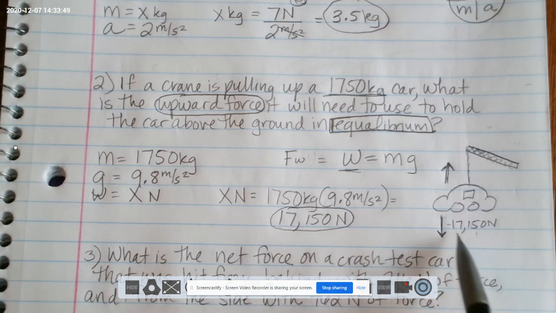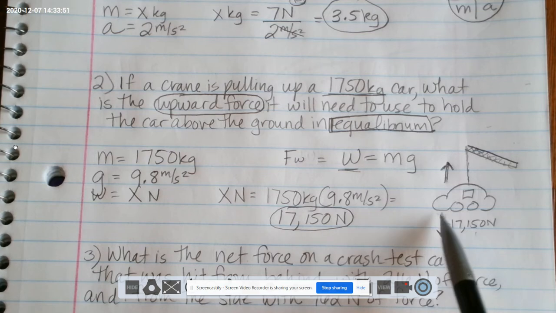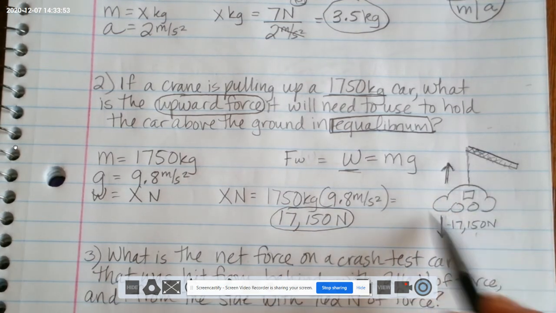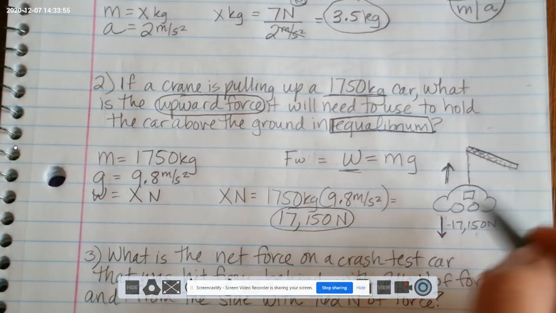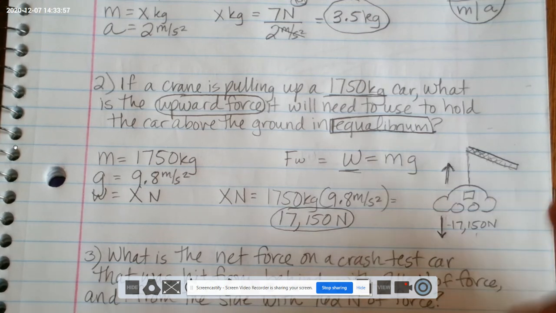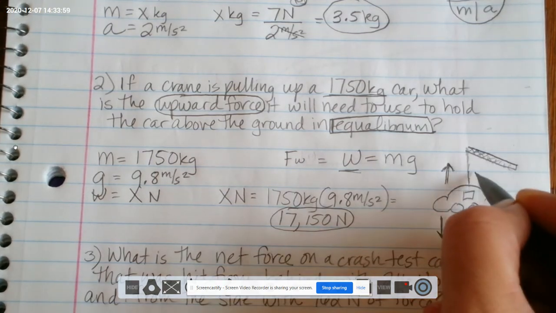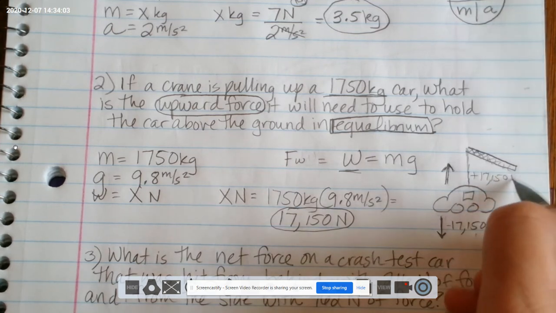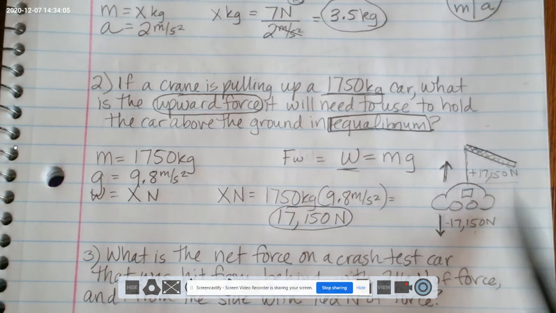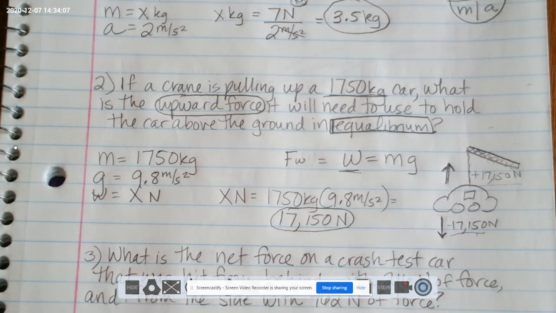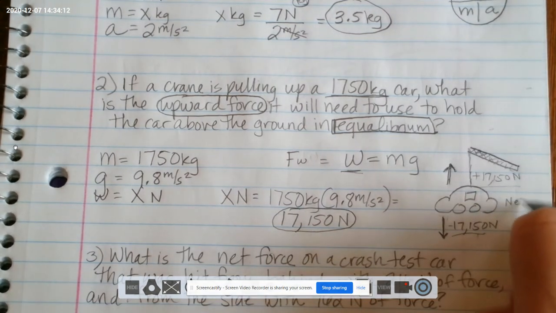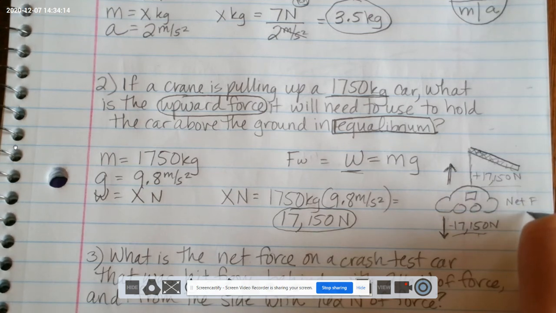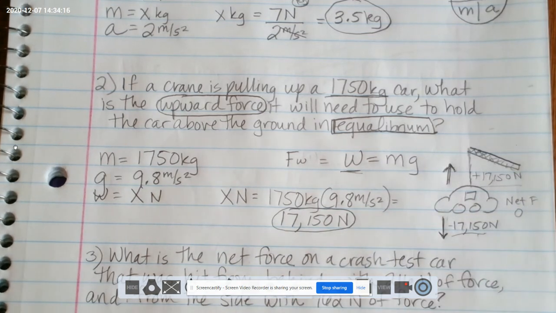Now, to balance that and make it equal, in equilibrium, so it's not moving, we would have to have an equal upward force, which would be a positive 17,150 newtons. Now, if I add them together, they are going to give me a net force of 0. Net force of 0 means that I have balanced forces and the car won't be moving.